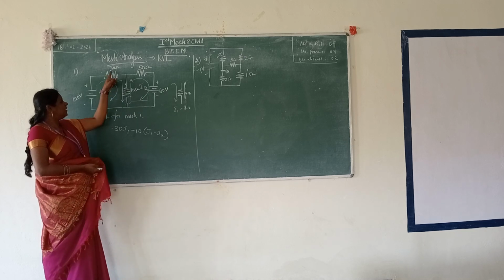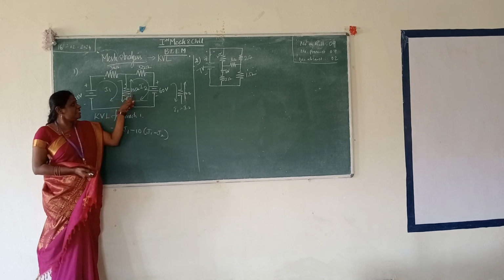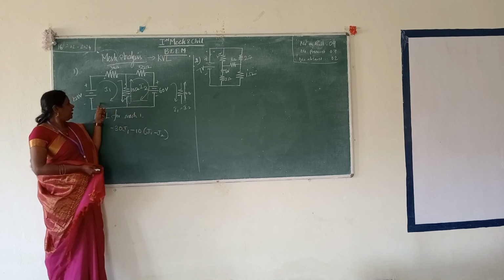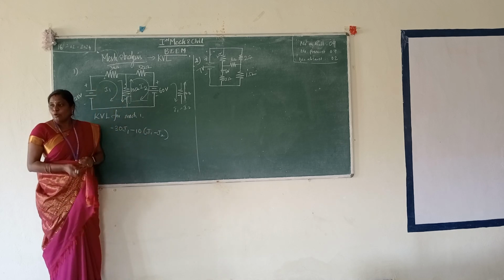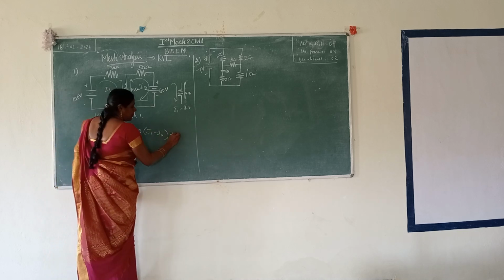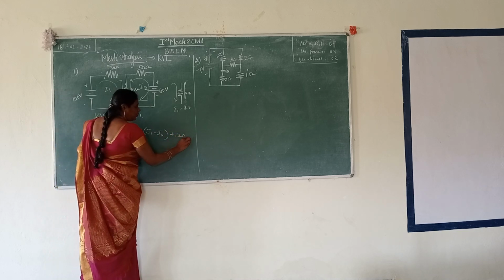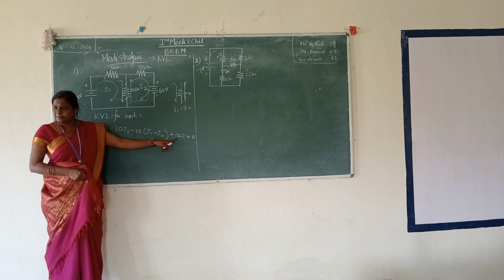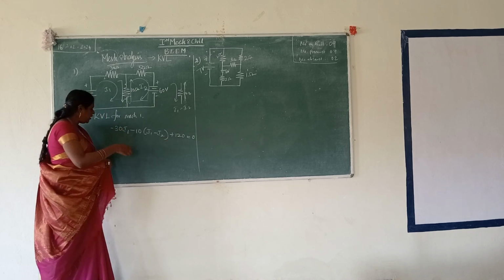Yes. So minus 30 into I1, minus 10 into I1 minus I2, because it is present in the center. Then what is the leading sign here? Plus 120. Plus 120 is equal to 0. Since it is a voltage value, we are directly writing it. Alright? So I need to solve it.